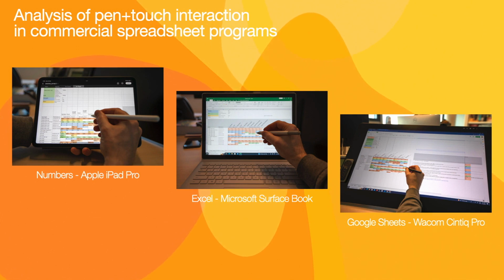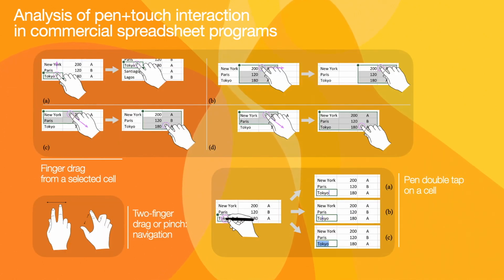For the systematic analysis, we cross-compared three of the most famous programs, Apple Numbers, Microsoft Excel, and Google Sheets, in various operating systems and on various pen plus touch devices. Then we documented the operations triggered by basic actions, such as tapping with finger or pen, dragging with finger or pen, etc. It allowed us to confirm the existence of friction between the grid layer and navigation layer, and between the grid layer and value layer.